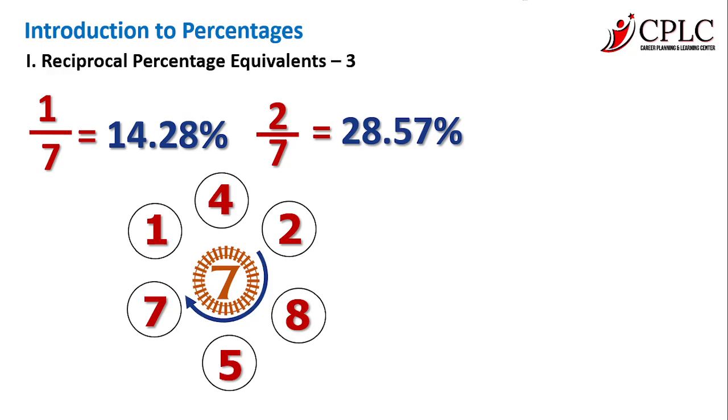Similarly, we can figure it out for 3 by 7. So 3 by 7 will be 1 by 7 into 3, which is 14.28 into 3. 14 threes are 42. So for 3 by 7, the answer will start from 4, and starting from 4 we have to take 4 digits in the clockwise order, which is 4285, which means 42.85%. And so on and so forth. We can keep doing this for the remaining numbers also.